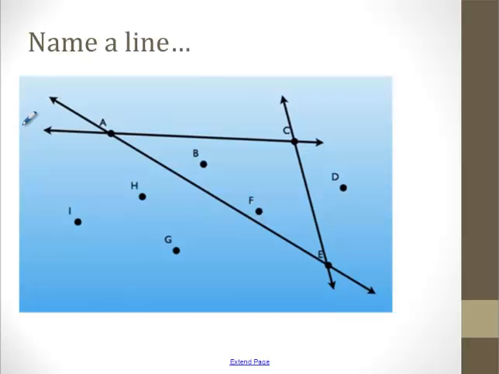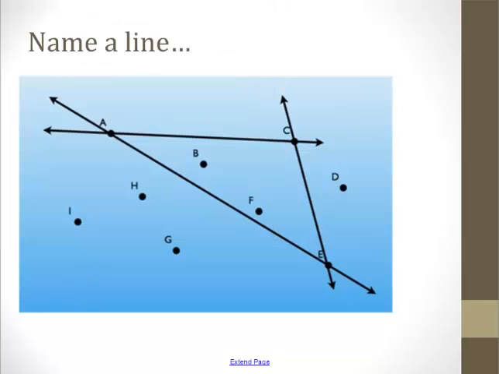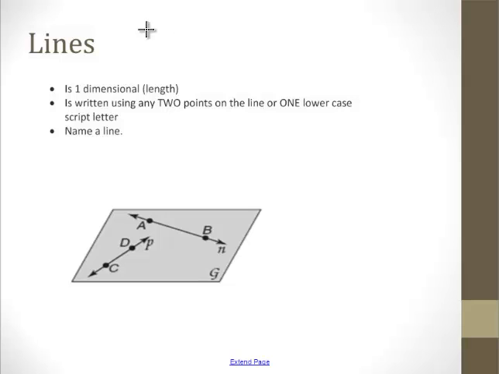Alright, then we go to lines. It's a straight line, and I could even make another one on here if I wanted to. Let's put some arrows at the end. I'm going to pick a line from I to G. Alright, now that's a line going through IG. So the way we name any of these lines is, it's one dimensional first off. It goes in one direction, left, right, or up, down.